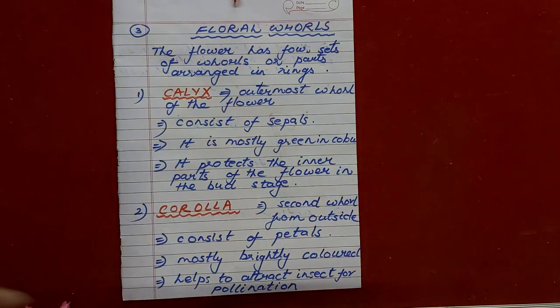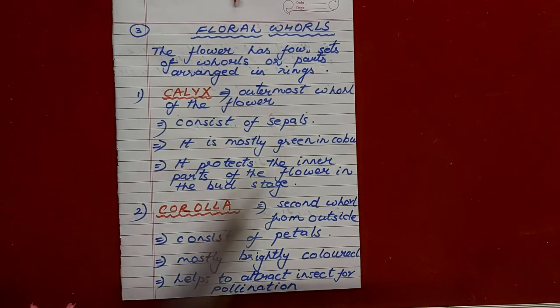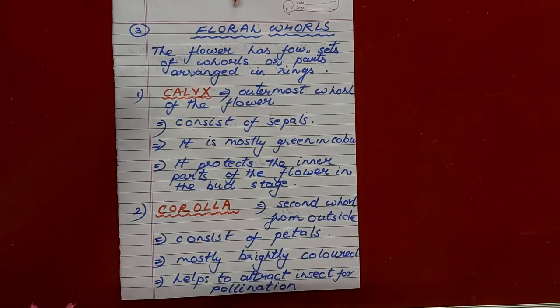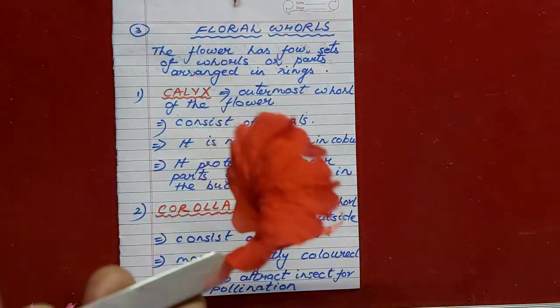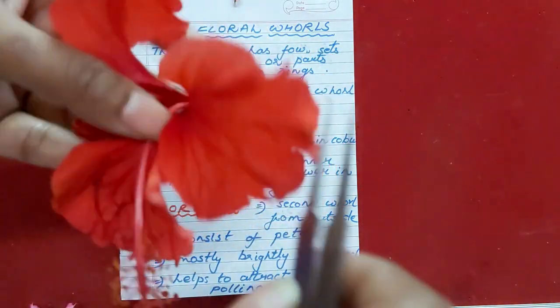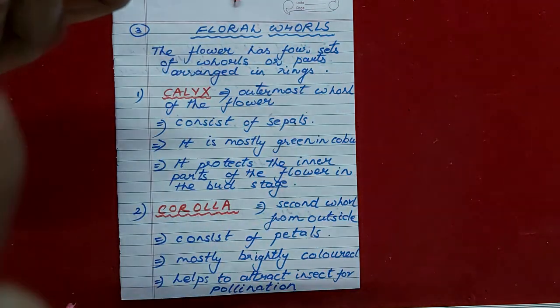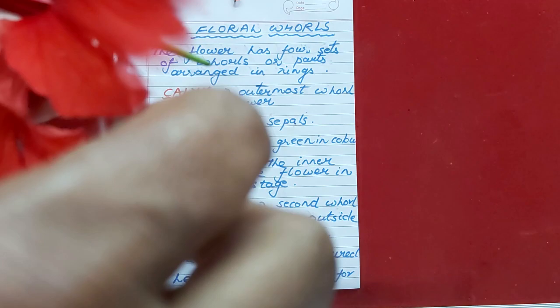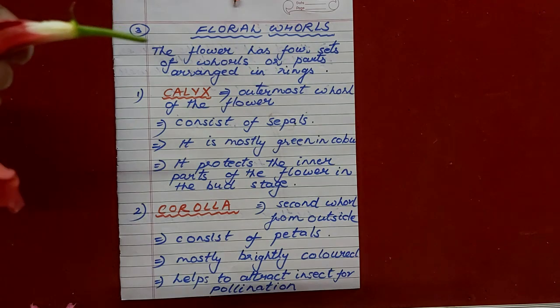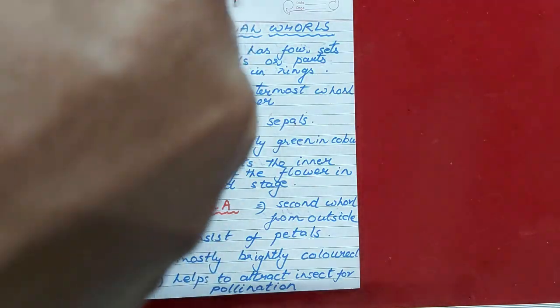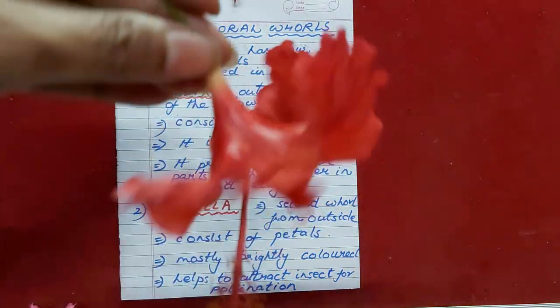Now next one is the corolla. Corolla is the second whorl from the outside, and it consists of petals. See this one. This is one petal. See, this is the petal. These are the brightly colored ones, and it consists of petals.